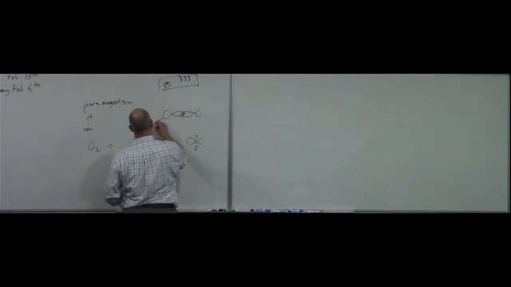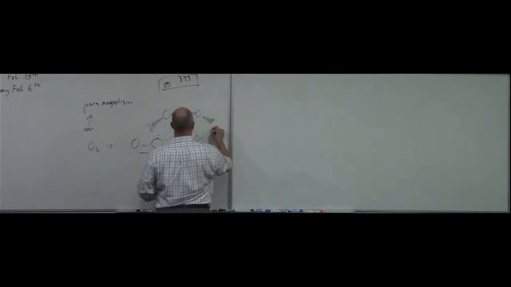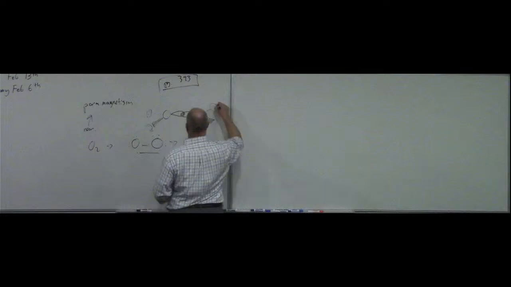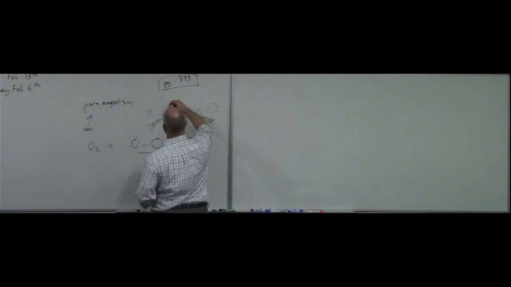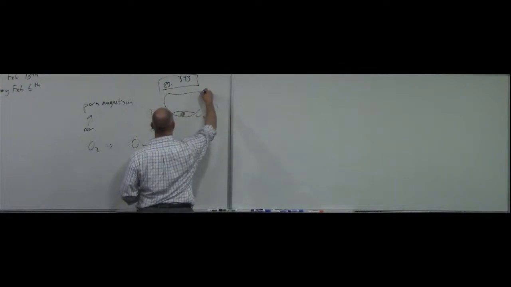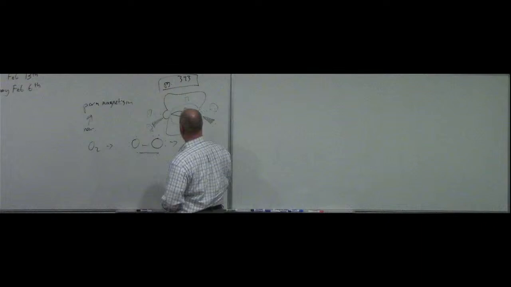Now my others are going to be, of course, out here I might have an unbonded pair, and maybe over here I've got an unbonded pair, and another unbonded pair. 1, 2, 3, 4, 5, 6. So now I've got to come up here on this one and do this deal, right? So this is my sigma bond, and this is my pi bond, right? Okay, the 2 lobes of that.